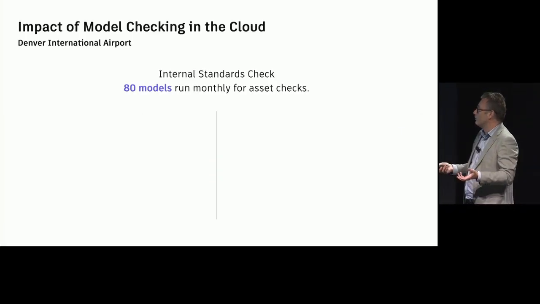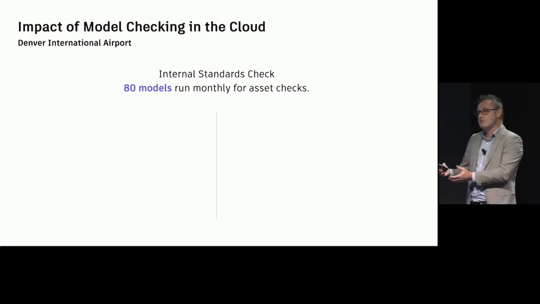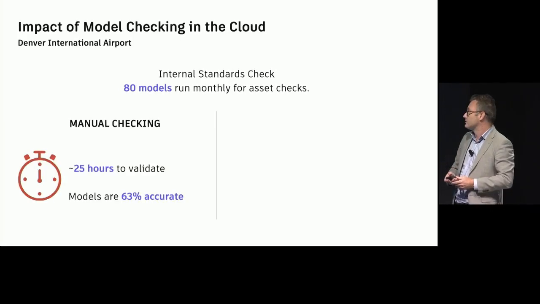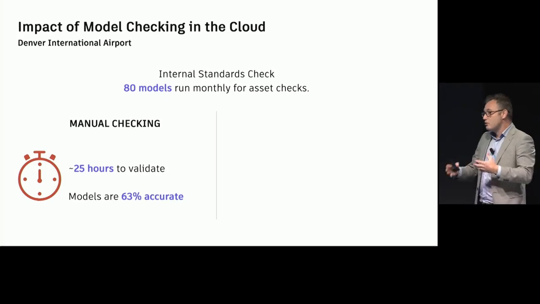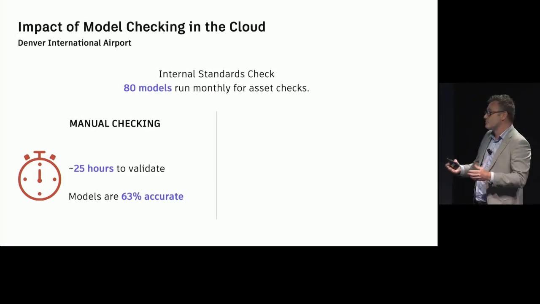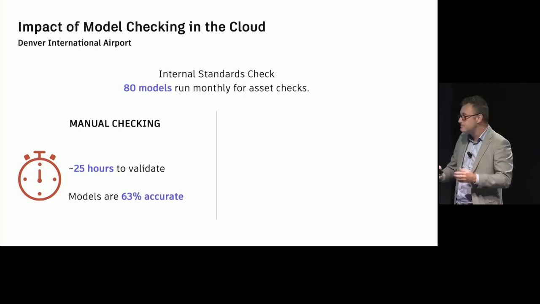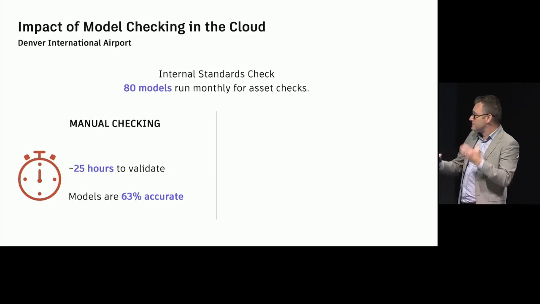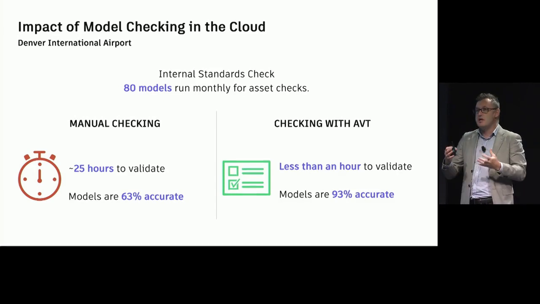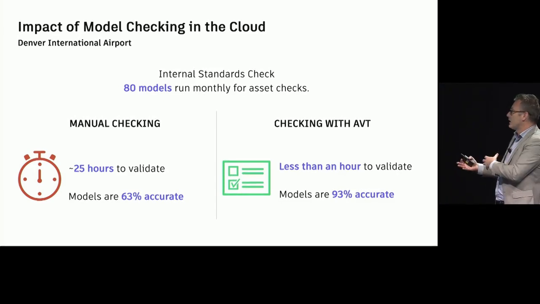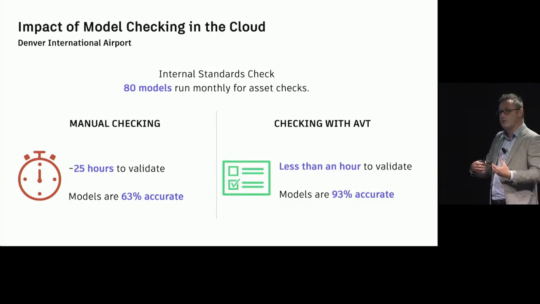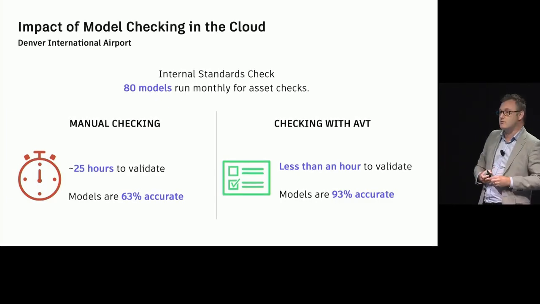Denver International Airport has a very robust series of requirements for their consultants to deliver on. To do it manually, and they're using the BIM interoperability tools manually, it's taking about 25 hours to validate those 80 models. And they're about 63% accurate because there is a human element to this as well. By using the cloud-based tool, it's taking under an hour for all of those models, and they're getting a 93% accuracy rate.